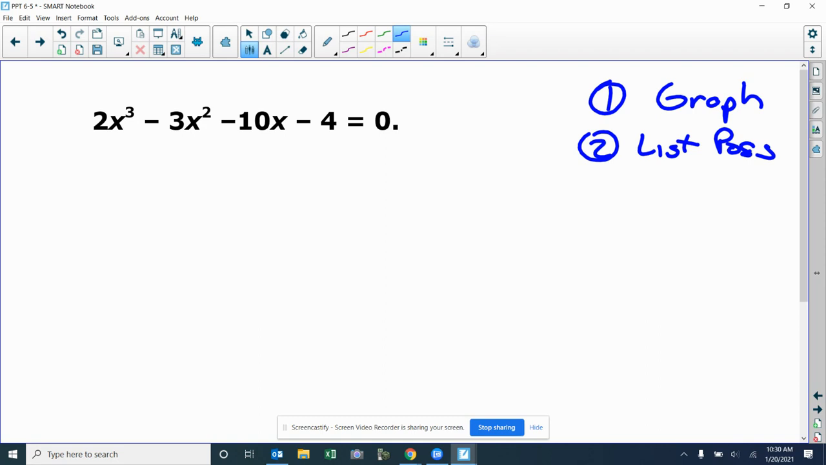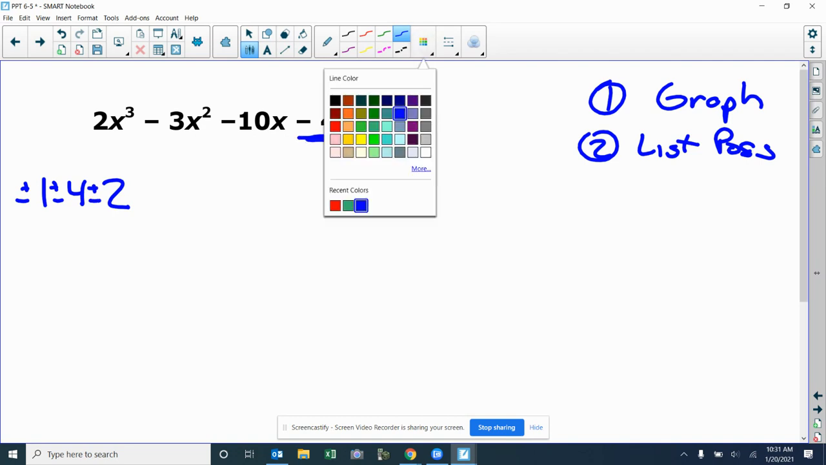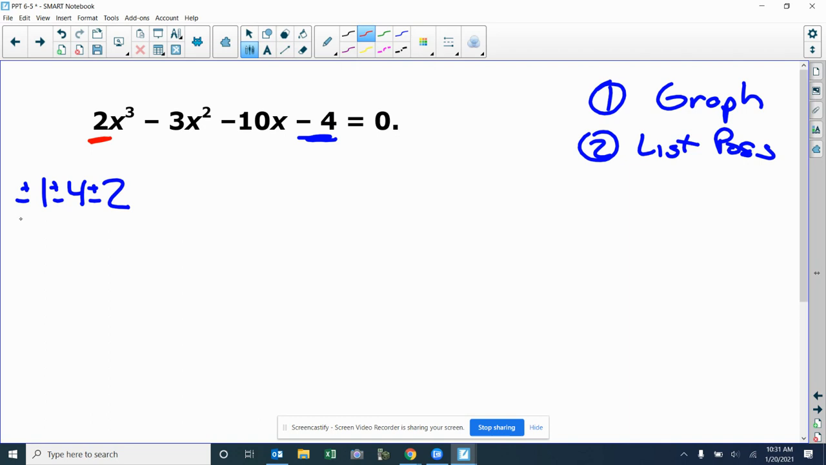Okay? Now here's what the rational root theorem says. All the factors of 4, which would be 1 times 4 and 2 times 2, and they need to be plus or minus. So I'm taking the factors of 4 divided by the factors of my lead coefficient, 2, which would be 1 and 2.